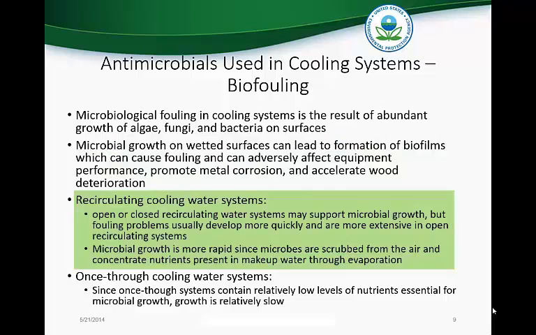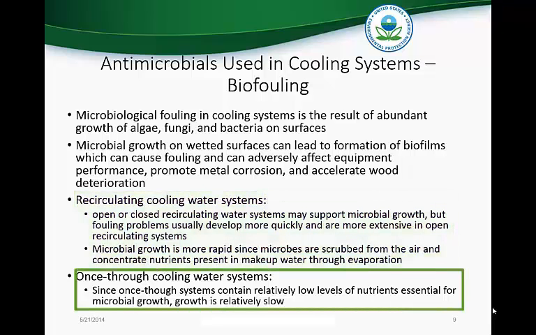Recirculating cooling water systems, whether open or closed, may support microbial growth, but fouling problems usually develop more quickly and are more extensive in open recirculating systems. Microbial growth is more rapid since microbes are scrubbed from the air and concentrate nutrients present in makeup water through evaporation. With once-through cooling water systems, since there are relatively low levels of nutrients essential for microbial growth, growth is relatively slow.